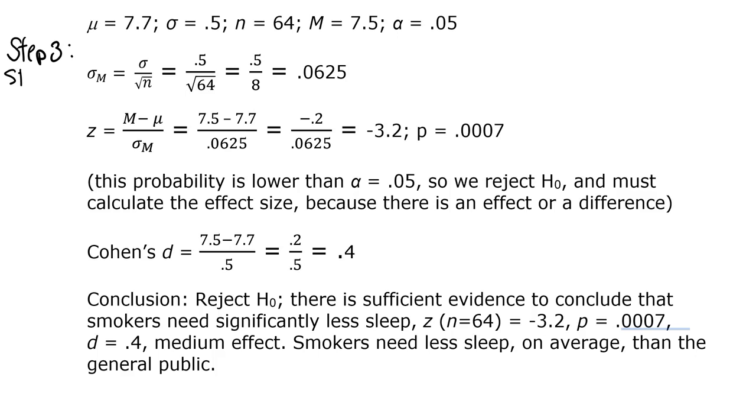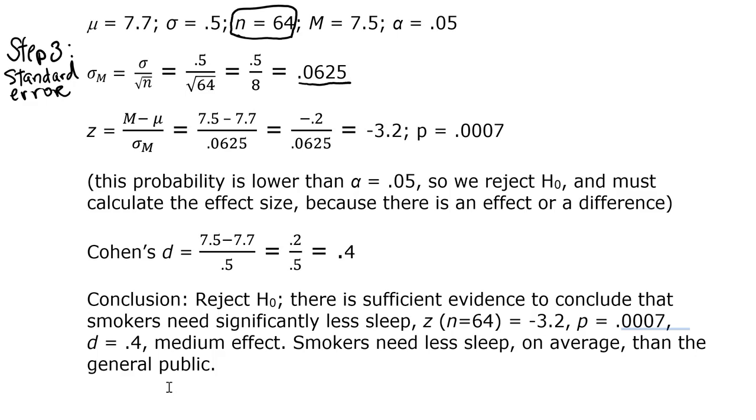And how do I know that I'm supposed to calculate standard error? Right here, because I have a sample size, right? So I have a sample, so I have to calculate standard error. Okay, so standard error, sigma M is equal to population standard deviation sigma divided by the square root of sample size n. So this is equal to 0.5 divided by the square root of 64, which is equal to 0.5 divided by 8, which is equal to 0.0625. So that's a really tiny standard error, okay?